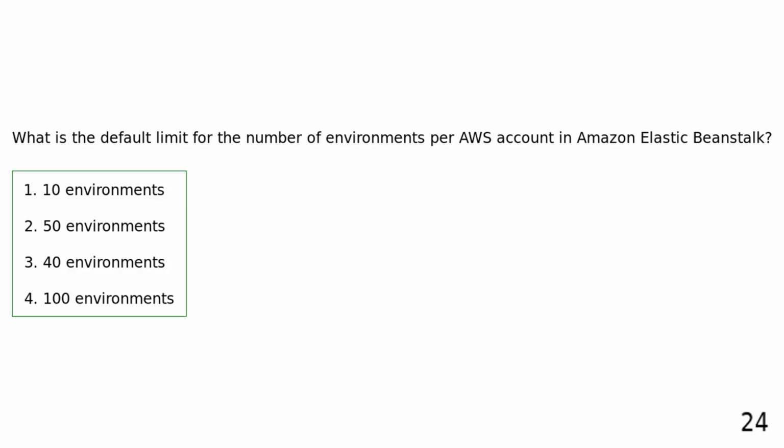What is the default limit for the number of environments per AWS account in Amazon Elastic Beanstalk? 10 environments. 50 environments. 40 environments. 100 environments. The default limit for the number of environments per AWS account is 40.